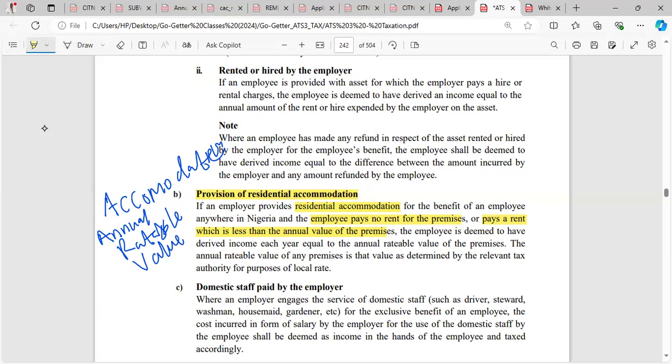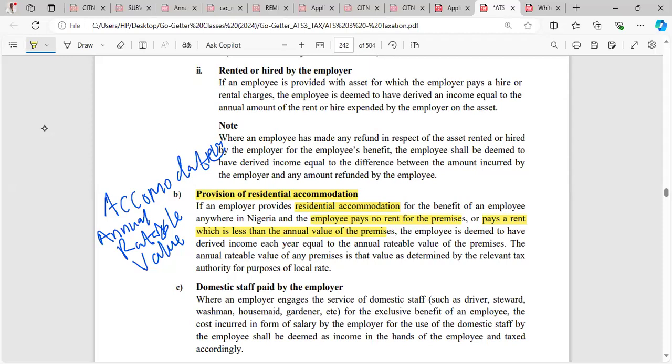So let's say, for example, you are given a house at Ikoyi, and the rateable value of the Ikoyi house is 2 million a year. Okay? Now you are staying there for free. You are not paying the house rent. But the person who paid that 2 million is your boss or the company. That 2 million is seen as income in your hands.